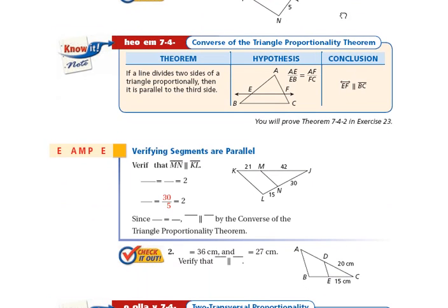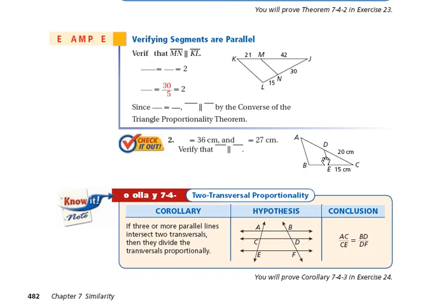Then, of course, we have the converse of that Triangle Proportionality Theorem. If a line divides two sides of a triangle proportionally, then it is parallel to the third side. So now we're saying, basically, we're given the fact that we have this kind of proportion with these two sides. Then we can say EF is parallel to BC. And again, you can take a look at an example here showing that.